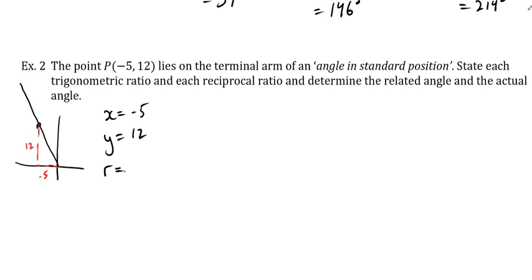How do I find R? Mason? Yeah, that's what I would do. Is that what you would do? So that should give me 13. So R is 13. This is where SOH CAH TOA comes into play.